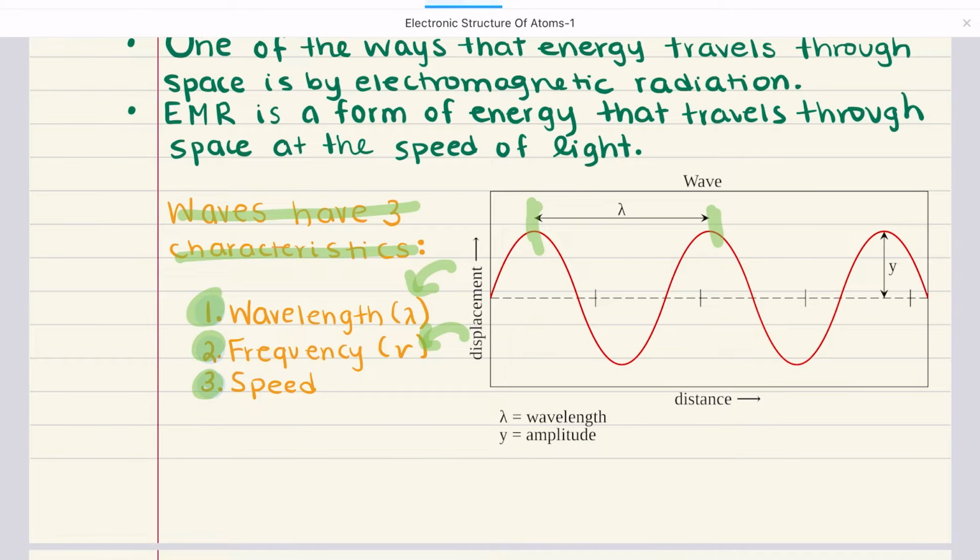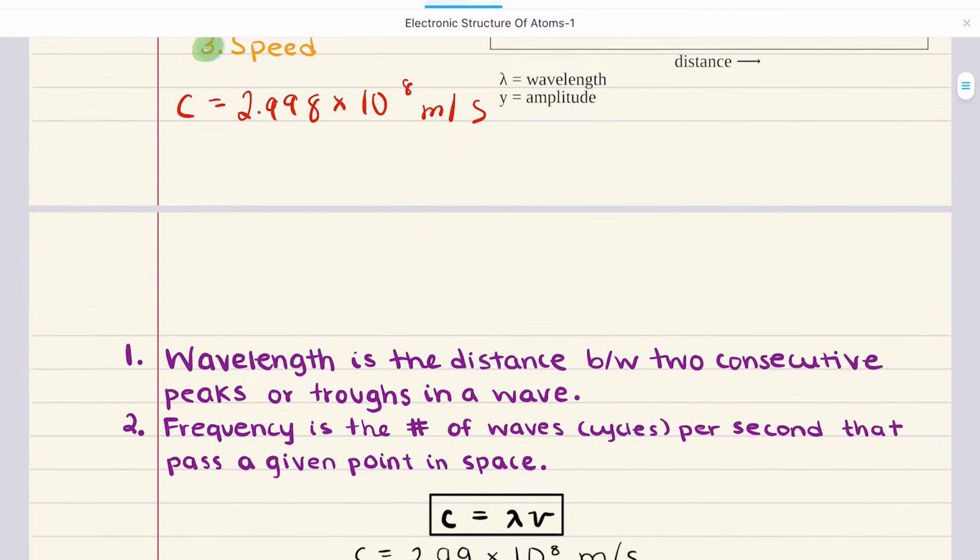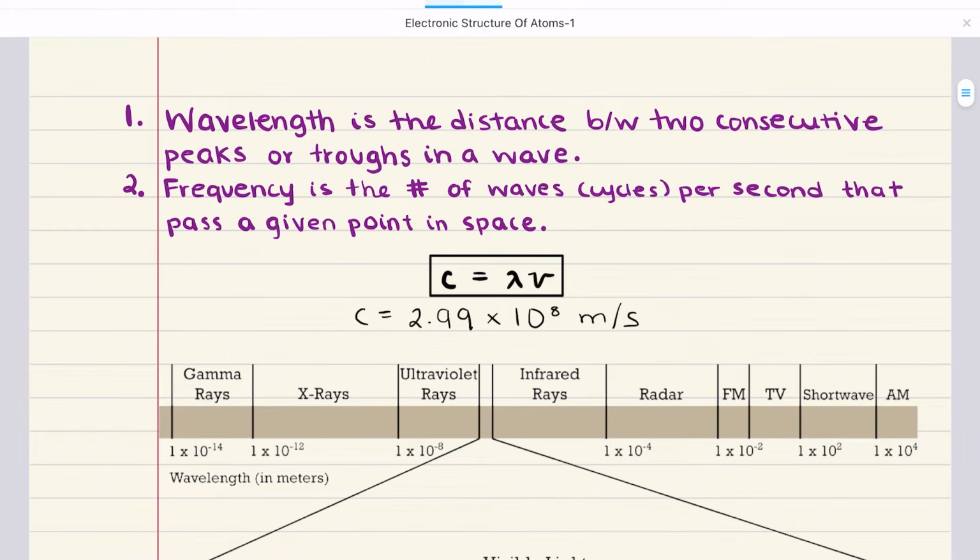And the speed of light is equal to 2.998 times 10 to the power 8 meters per second. Now, there's an important consequence for this. This means that longer wavelengths result in low frequency and shorter wavelengths result in high frequency. And so therefore, there is a relationship between frequency and wavelength. And the relationship between frequency and wavelength for electromagnetic radiation is the following: c, which is the speed of light, is equal to lambda, which is wavelength, multiplied by nu, which is frequency.